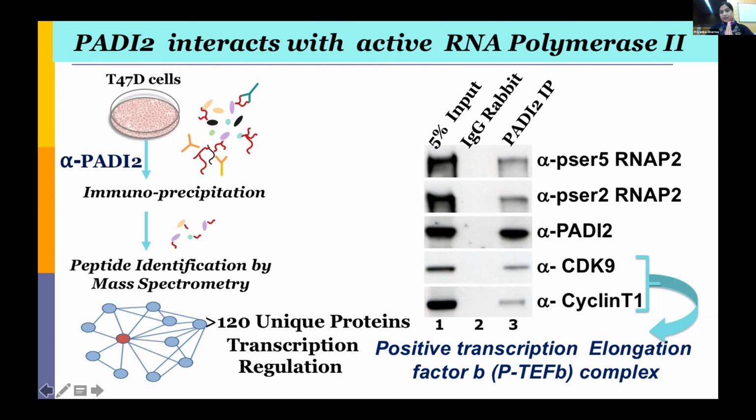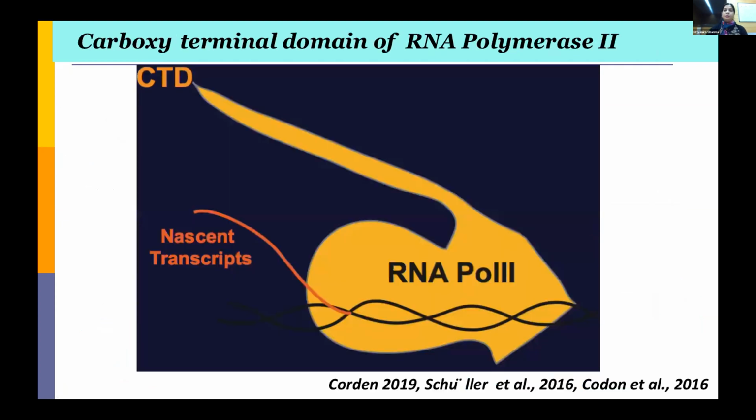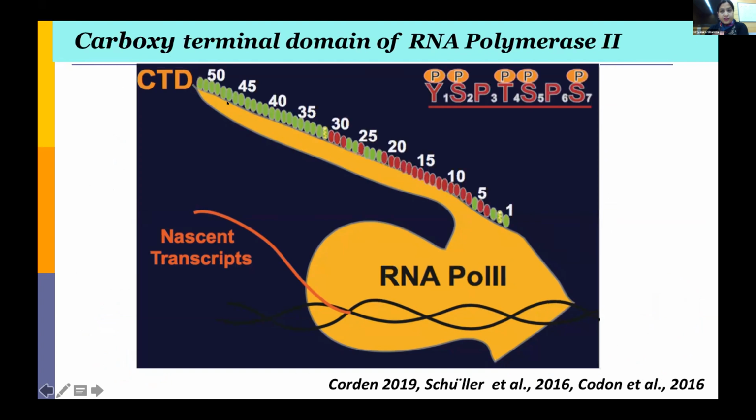So it is clear that PADI2 interacts with RNA polymerase II. But just to make the whole story short, I would like to have your attention on this cartoon of RNA polymerase II. In human, RNA polymerase II has a very long carboxy terminal domain, and this carboxy terminal domain is a low complexity domain. In human, we have 52 heptapeptide repeats present on this long carboxy terminal domain of RNA polymerase II. So the dots show you 52 repeats.